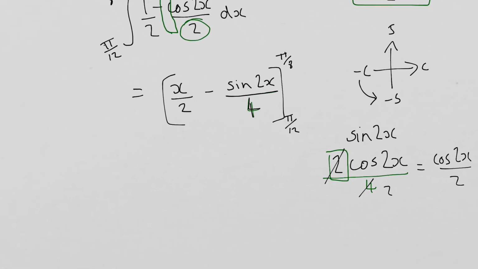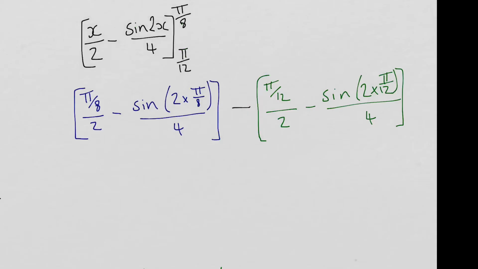So to finish the question this time, what I need to do now is substitute those values into the expression. Okay, so I've skipped ahead a little bit there and just substituted those values in. So the blue is where I've substituted in x for pi over 8, and the green is where I've substituted in x equals pi over 12. So on the left hand side I'm going to get pi over 16, take away, now this 4, I'm going to just take that as a quarter, and then the expression that I get at the top here is going to be sine of pi over 4. That gives me root 2 over 2.